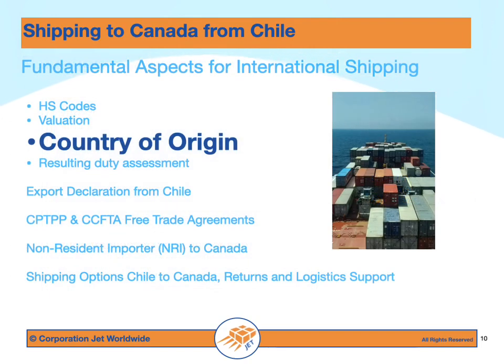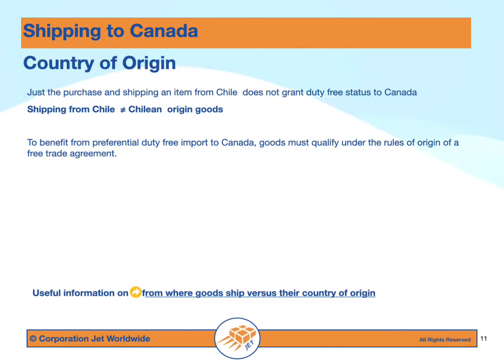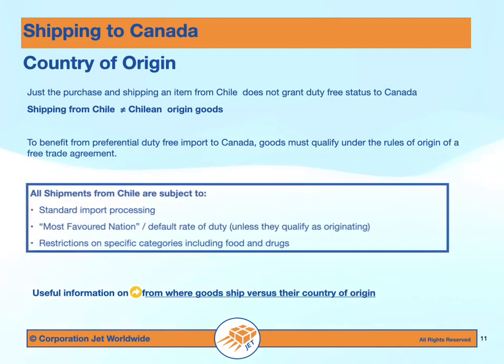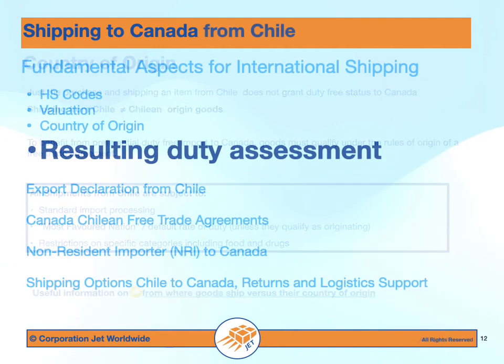Country of origin. Shipping from Chile to Canada is not the same as shipping Chilean origin goods. Chilean origin goods are those that meet the rules of origin defined within the Free Trade Agreement, which we'll cover later. All shipments from Chile are subject to standard import processing. The default most favored nation duty rate will apply, unless the goods qualify as originating. And there are restrictions on specific categories, including such things as food, drugs, and alcohol.